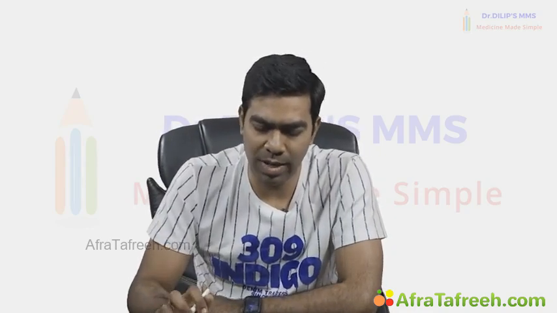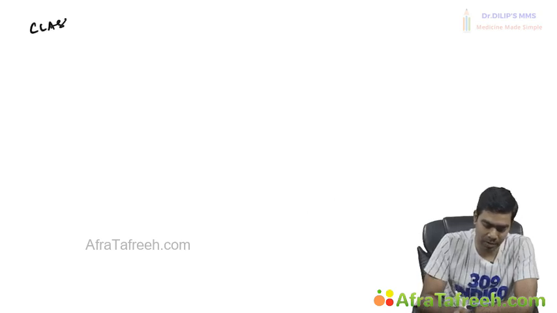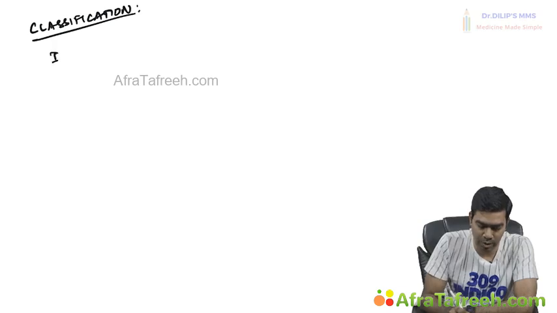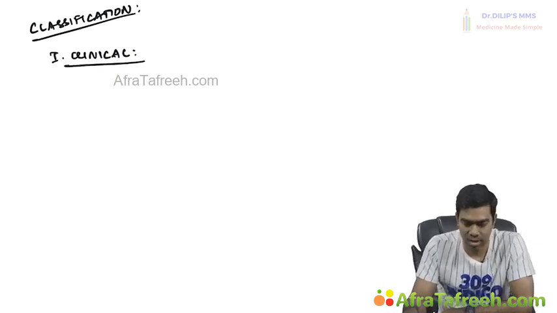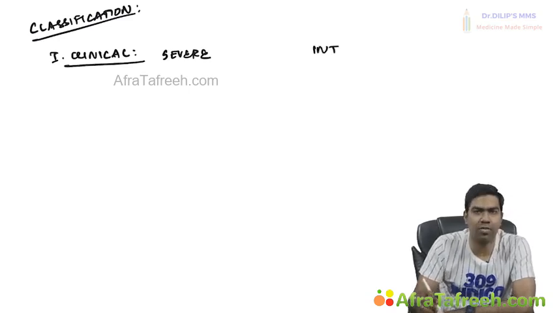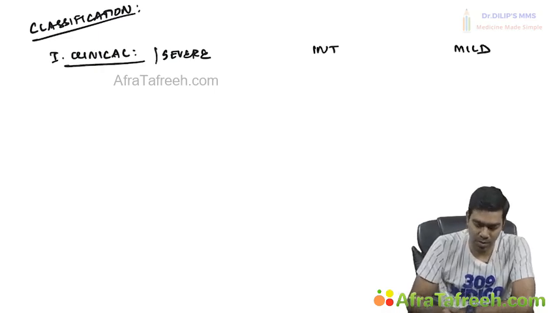Once you have noted the pathophysiology, pathogenesis of alpha and beta thalassemia, you have to know about the classification. So how can you classify alpha and beta thalassemia? Classification wise, I can do two things. One is the clinical classification and second is the genetic classification. Clinically there are three types. One is severe forms, second is intermediate forms, and third is mild forms or minor forms. Severe forms, there are only two types.